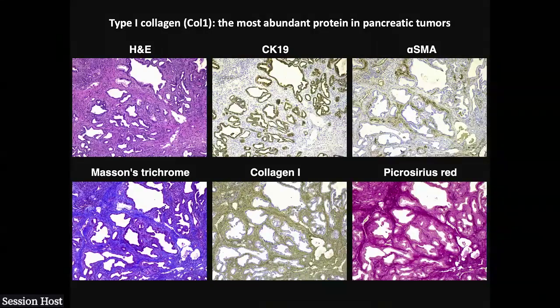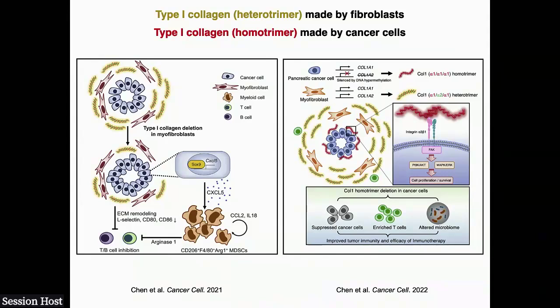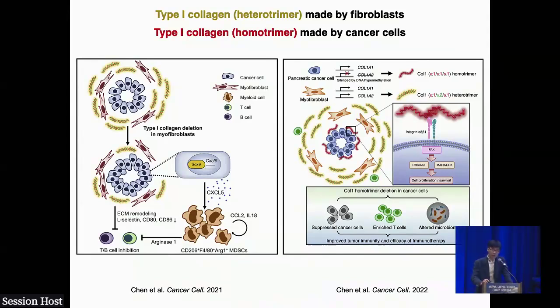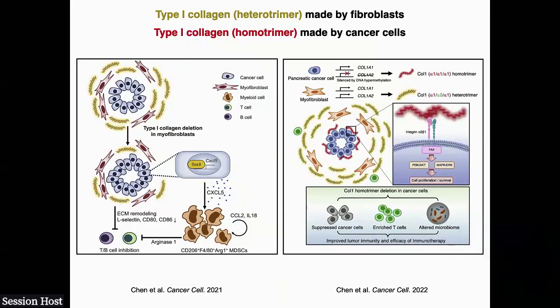That's why when I was a postdoc, we developed several transgenic mouse models with type 1 collagen specific depletion in either fibroblasts or cancer cells in the context of spontaneous pancreatic tumor formation. In my first Cancer Cell paper, I identified that specific depletion of type 1 collagen from fibroblasts actually made the tumor worse, indicating that in some contexts, collagen from fibroblasts can restrain the tumor instead of promoting it. On the other hand, when we depleted type 1 collagen from cancer cells, we observed the opposite phenotype, that the tumor got better.